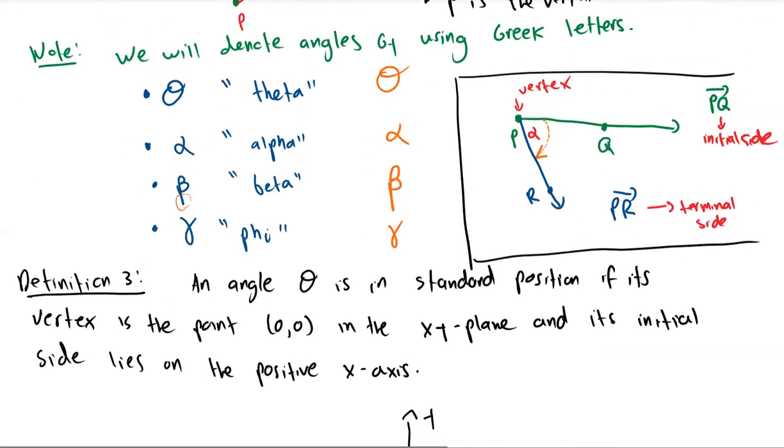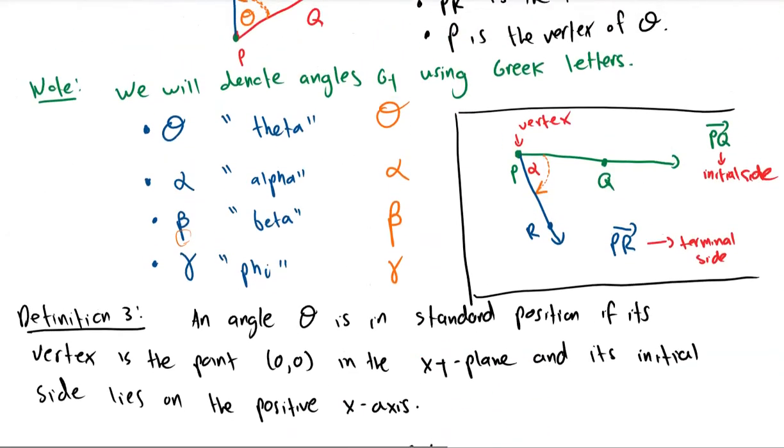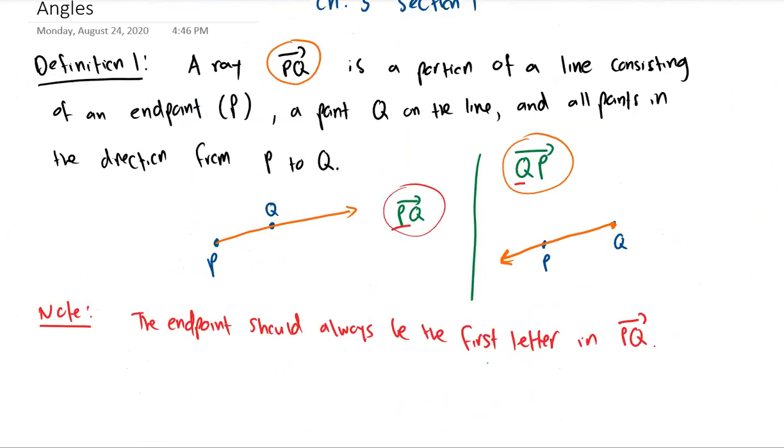Hello. So we're continuing on Chapter 5, Section 1. We introduced a couple of things, just as a summary. We introduced what angles are and how to construct them. You basically start with a ray, rotate that ray a certain amount.